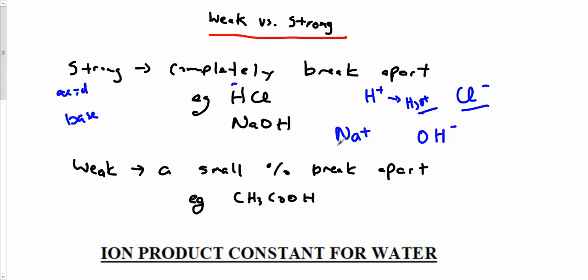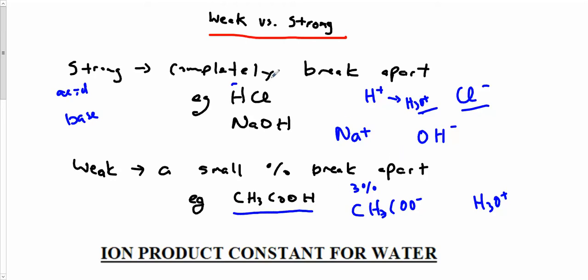However, weak ones, only a small percentage would break apart. For example, acetic acid is a weak acid, and I think it's only about 3% here, and don't necessarily quote me on that, but I think it's only about 3% break up. So if I had 100 of these molecules, only 3 would break up to give me those things. The other 97 would just hang out just like they are, no problems.